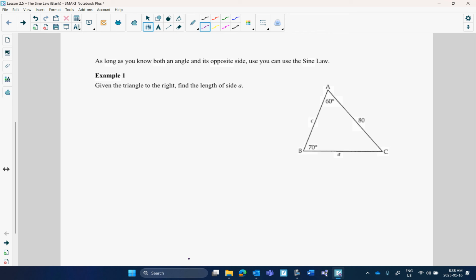Okay? So in this, we know one of the sides and its angle opposite. So I'm going to set up half the formula, 80 over sine of 70 equals, well, I want to find side a. I know its angle opposite is 60, so the second fraction is going to be a over sine 60. Those two fractions or proportions will equal each other. So once you've set up, then it's just algebra to solve.